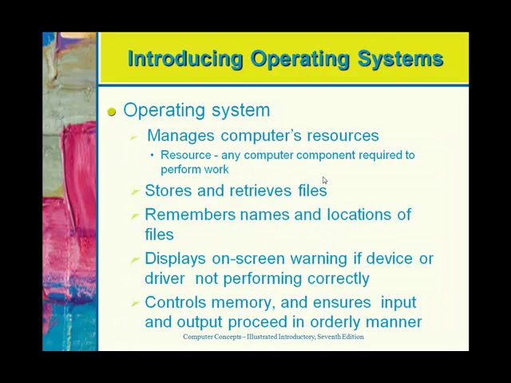Going back a little bit, the operating system's primary task is to manage the computer's resources. And we consider a resource any component that does something within that actual system unit. It also stores and retrieves all those files that you have to deal with. It also remembers where those files are stored. And if something's not working properly, it may give you an error message or something of that nature. And finally, it also controls the RAM or the memory and ensures that what is put into the computer is handled in a timely manner.